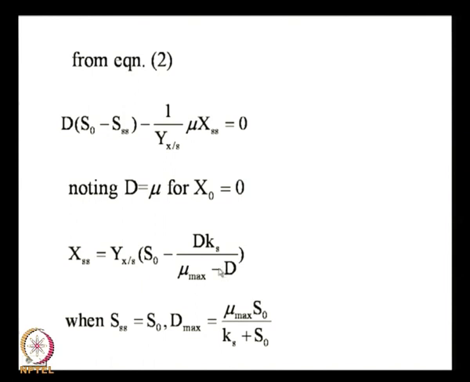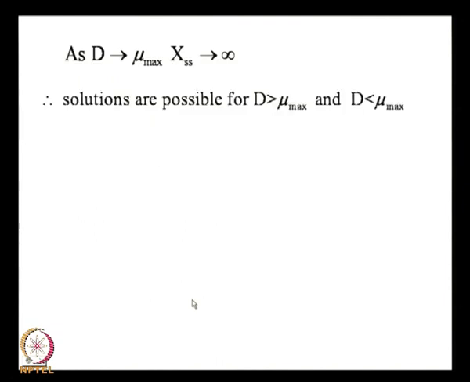So, if that is clear, then in this equation, as d goes to mu max, the denominator here goes to 0, and this goes to infinity as a result. So, solutions are possible for d greater than mu max and d less than mu max.